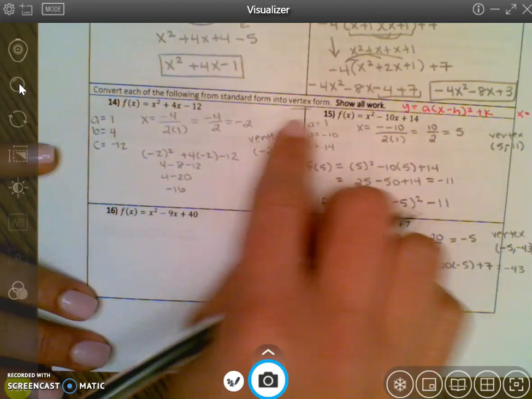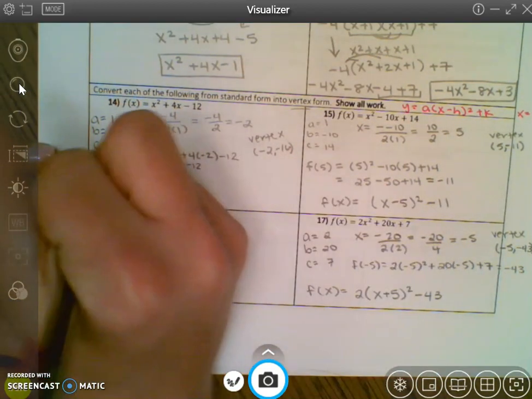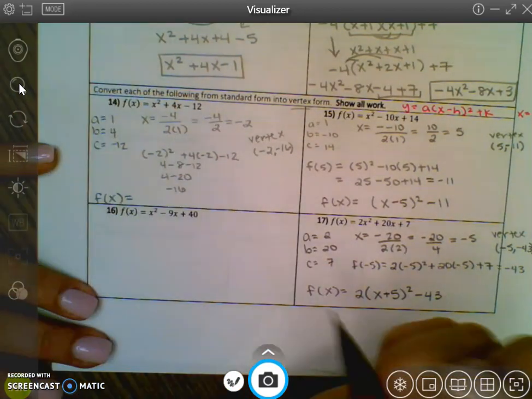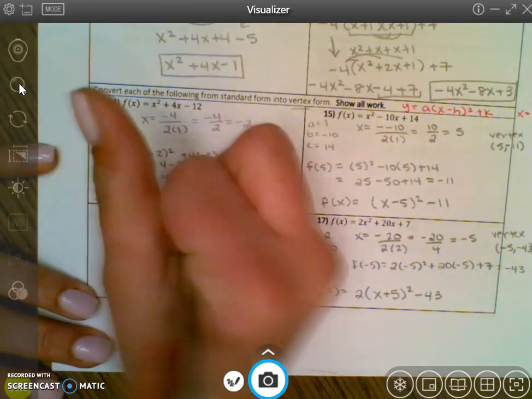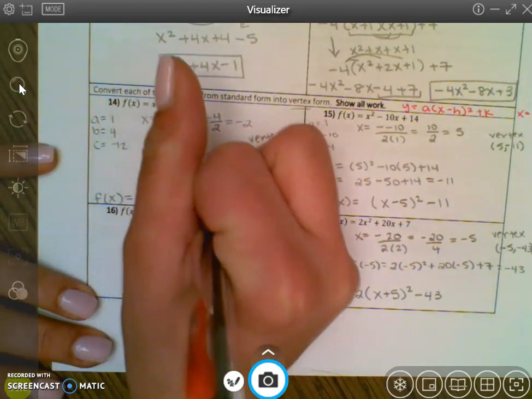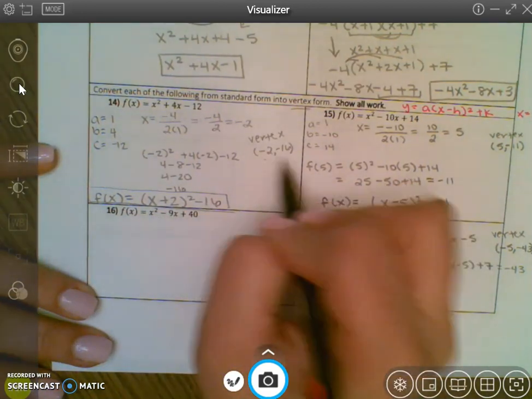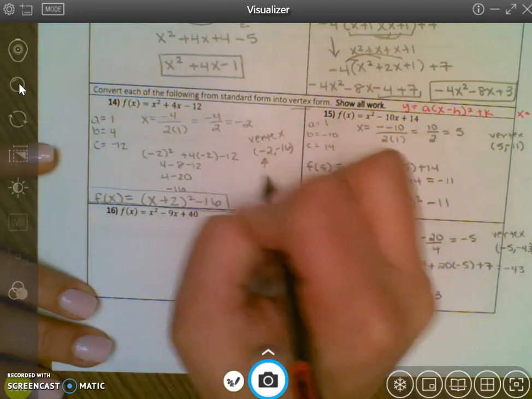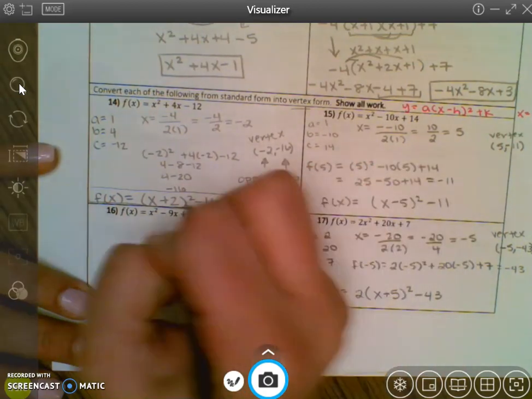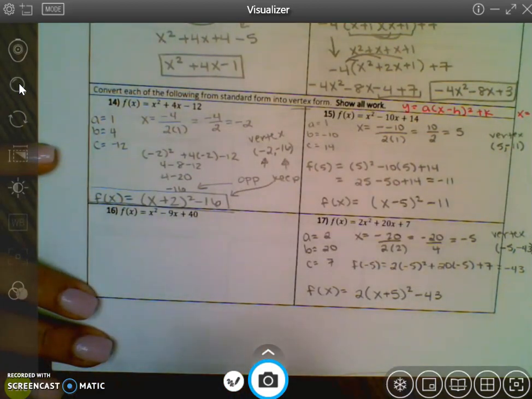Okay, but I'm not done because it wants it in vertex form, which means it has to be an equation. So f of x equals, my a was 1, so I don't care about it. x, opposite, keep: plus 2 squared minus 16. Opposite, keep. When you're writing your equation, opposite, keep. Okay, that's where this comes from.